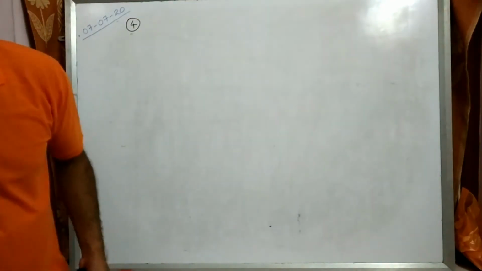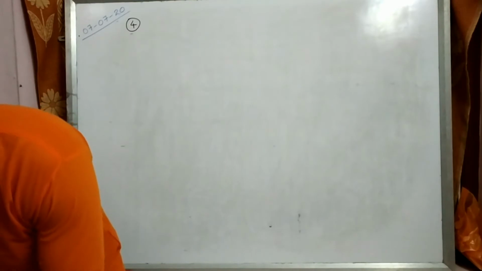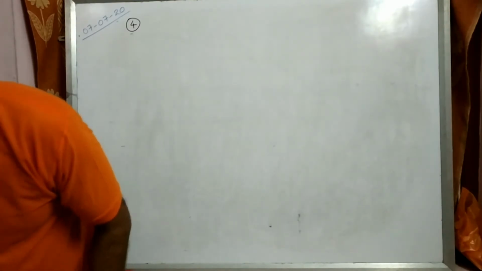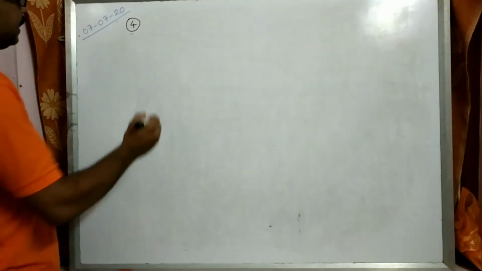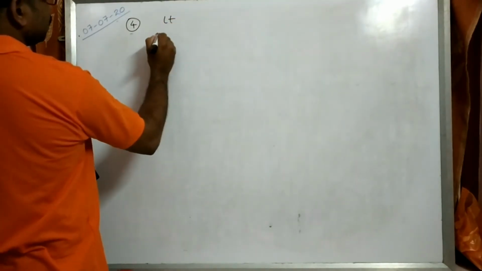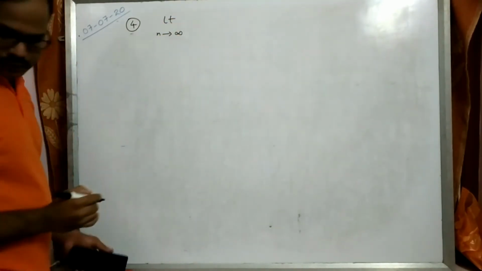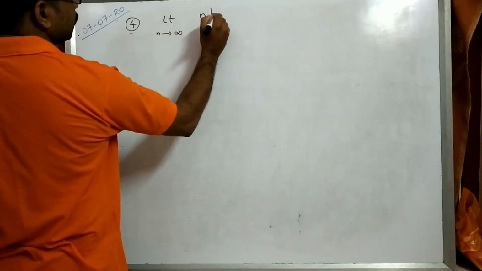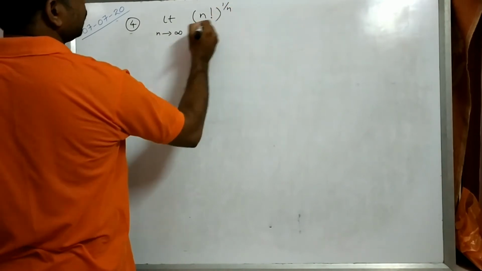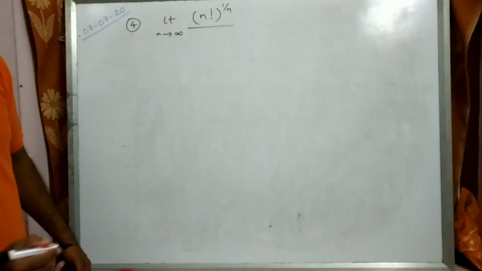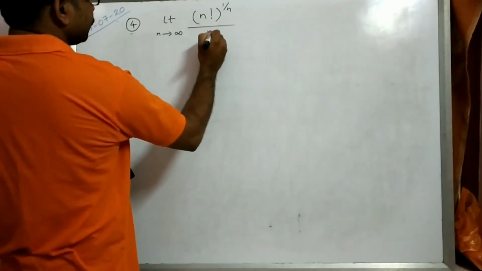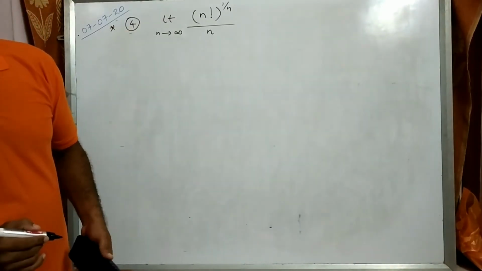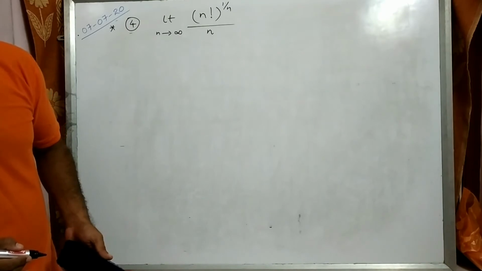Fourth one. Limit n tends to infinity, (n factorial) whole power 1 by n, upon n. This is the important one. So how do we write this?